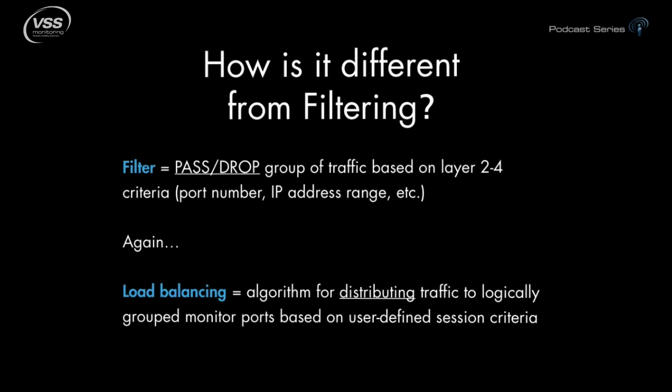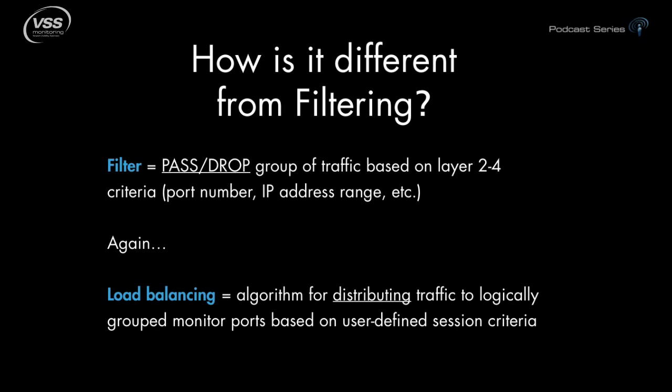So how is load balancing different from filtering? Filtering is passing or dropping traffic, so basically filtering copies network data from the network ports and passes it to the monitor ports based on layer 2 to 4 criteria, such as IP address ranges, UDP/TCP port numbers, other services, or certain Ethernet types, for example, IPv4 or IPv6 packets. And load balancing is an algorithm for distributing that same traffic or other traffic that's not filtered to monitor ports based on those user-defined criteria we discussed previously.